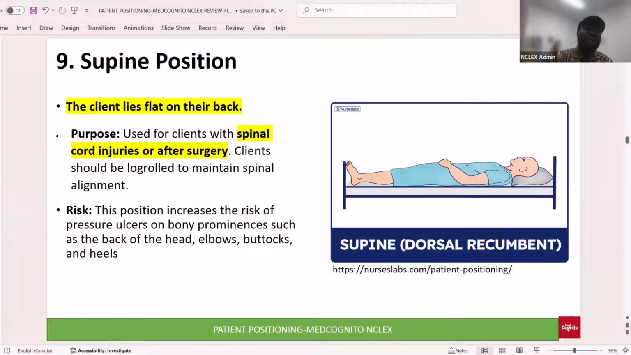Make sure you have other people to help you so that you can keep a straight back and then log roll the client. This position increases the risk of pressure ulcers on bony prominences because there can be a bony prominence here, behind the thigh, on the buttocks, even at the elbow, right? So all these are areas where they can develop ulcers: the back of the head, the elbow, the buttocks, the heel. So you want to also be wary of that. But remember that we use it in clients with spinal cord injuries and after surgery.